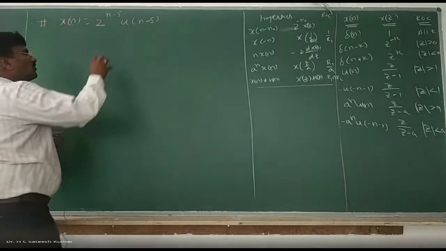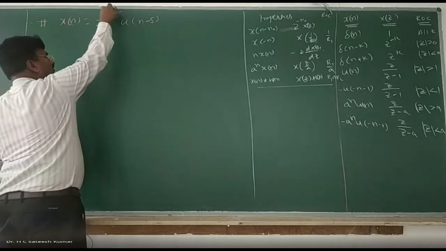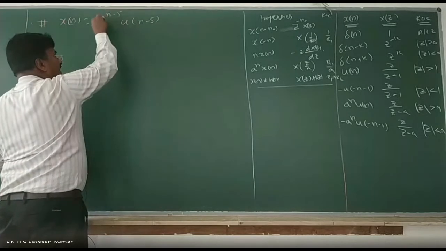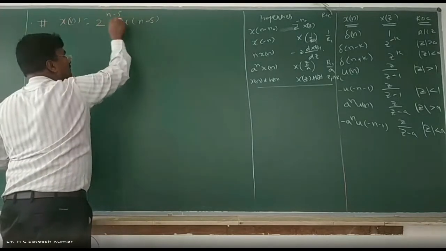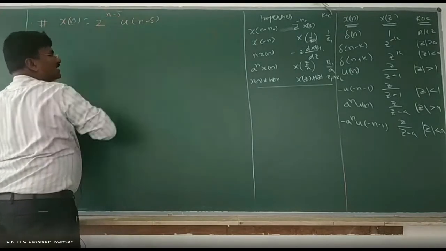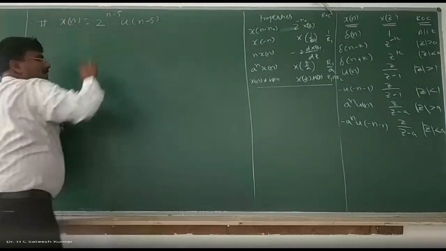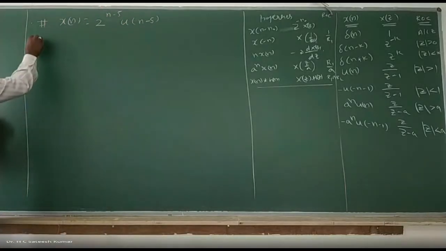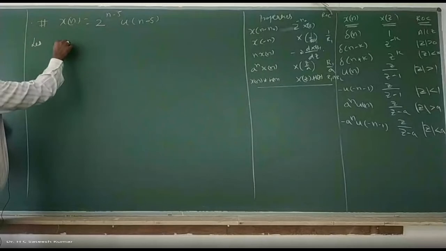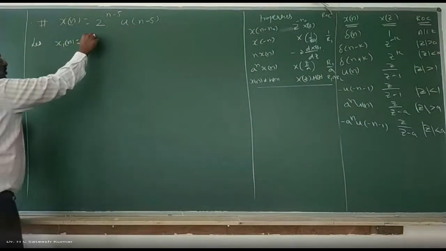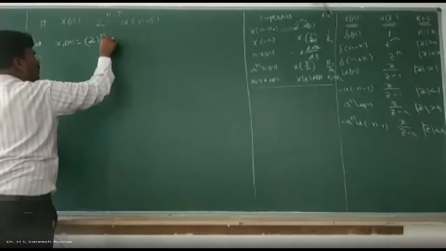This is of the form 2 to the power of n into u of n, but in place of n, what you have is n minus 5. Carefully you should do it. It's very easy. What you should do? Let us go for a substitution. Let x1 of n be equal to 2 to the power of n into u of n.